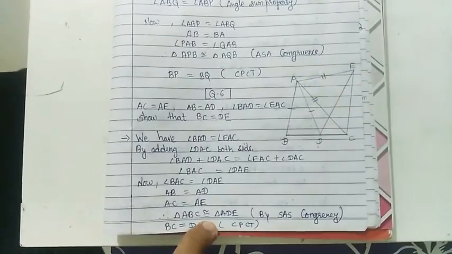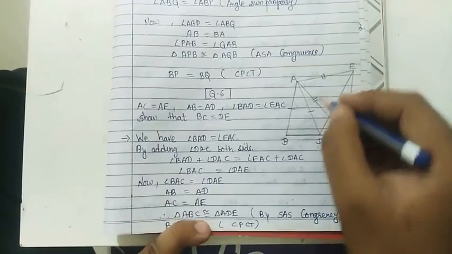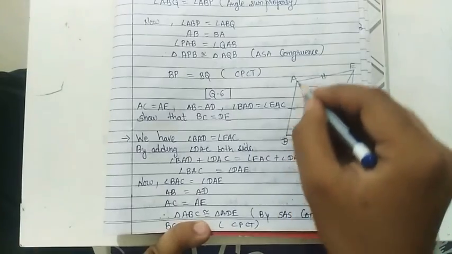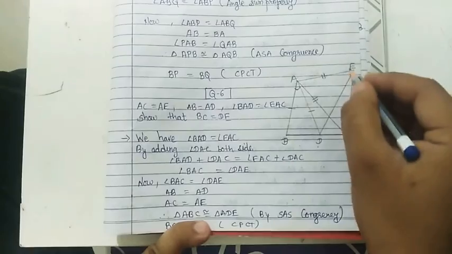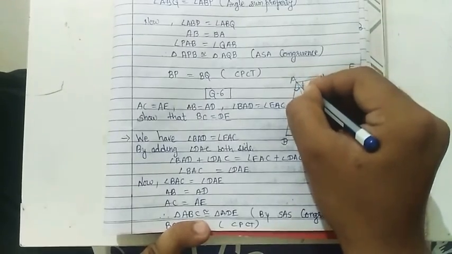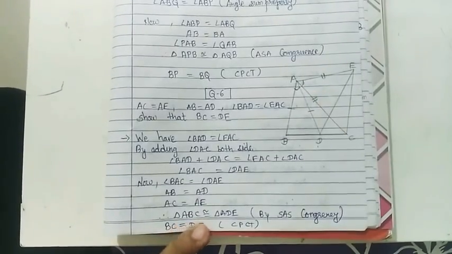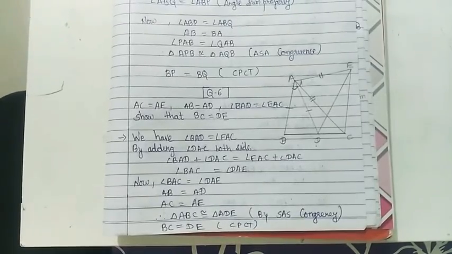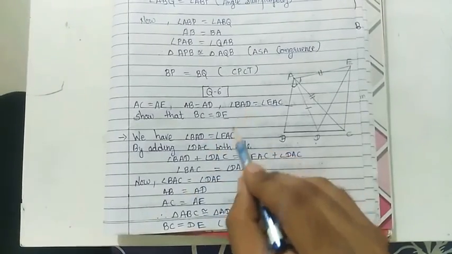In this, AC is equal to AE, these two sides are the same, and angle BAD is equal to angle EAC. Angle BAD, this angle, is equal to angle EAC, this angle. These both angles are also the same. Now we have to show that BC is equal to DE. So we have to prove BC and DE are both the same. So first of all we can say that angle BAD is equal to angle EAC. That is given in the question.